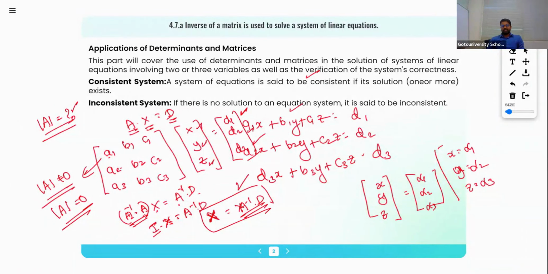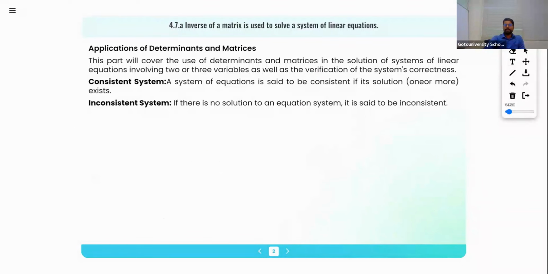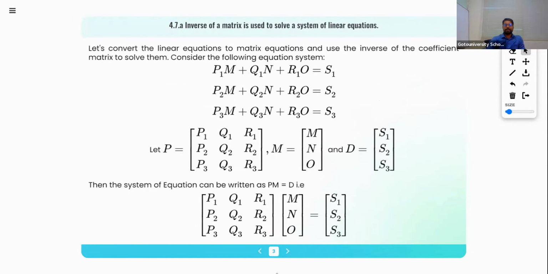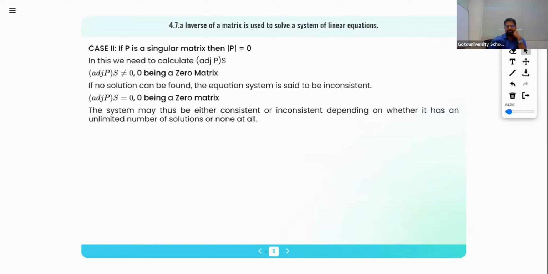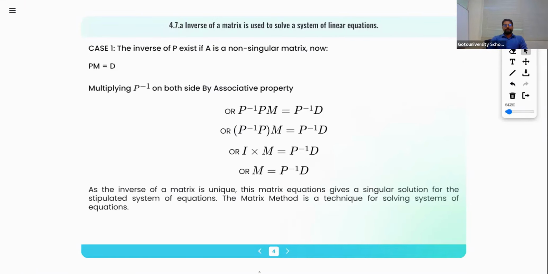Shall we quickly check an example so that it is very clear for us? Before that, yeah, all these discussions have been there. You can quickly read them once. Okay, so if the inverse of P exists, then A is a non-singular matrix. So multiplying exactly whatever is said, multiplying inverse on both sides, we end up with identity matrix and M. So finally finding the value of M is given like this.